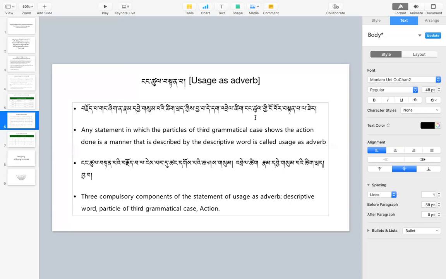So therefore, this type of statement in which we describe how an action was done, and this description is according to the descriptive word stated in that statement, is known as usage as adverb. There are three compulsory components of the statement of usage as adverb. First, the descriptive word that describes the action, not the noun, but the action. Because if it described the noun, it would become an adjective rather than an adverb. Second, the particle of the third grammatical case, which relates the action to the descriptive word.